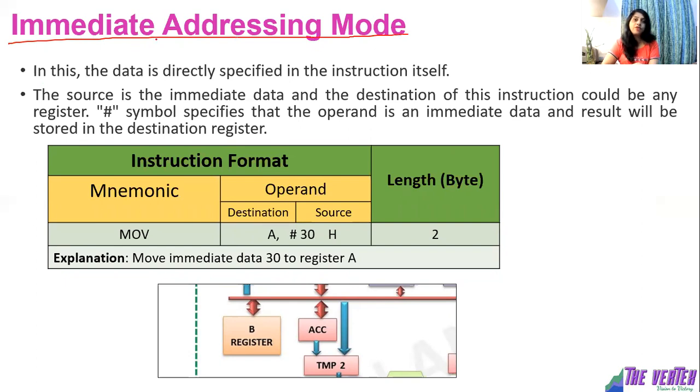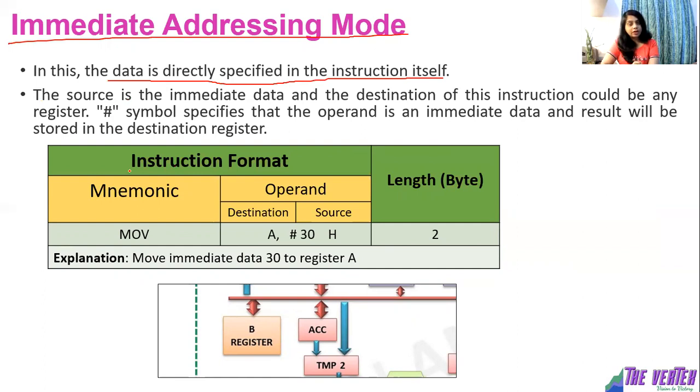What is the meaning of immediate addressing mode? In immediate addressing mode, data is directly specified in the instruction itself. That means whatever data we want to handle, suppose we want to transfer that data, or add that data, or multiply that data, that data is available in the instruction.